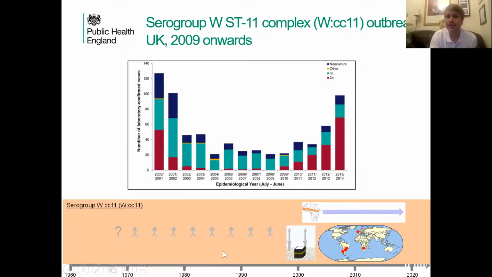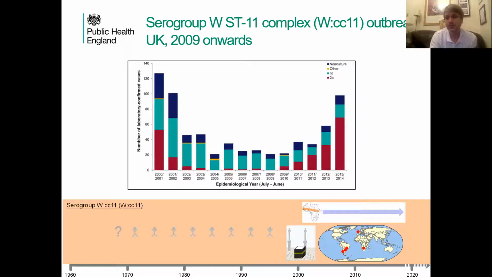So we were concerned. And it's also an interesting strain, W CC11, because prior to the Hajj outbreak it mainly caused sporadic cases and small outbreaks, but following the Hajj, a year or so later, we saw the first of several massive outbreaks in sub-Saharan Africa. And from the early 2000s as well, we started to see endemic disease increase in South America, South Africa, and now, of course, we're seeing it in the UK as well. So certainly we were concerned.